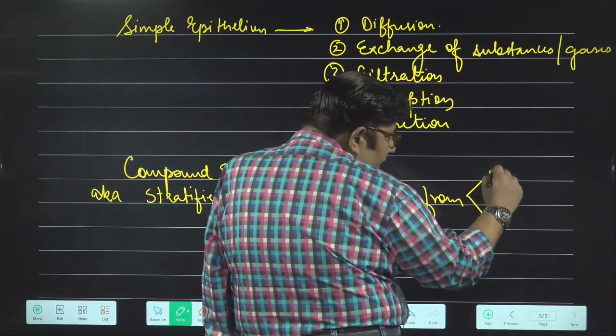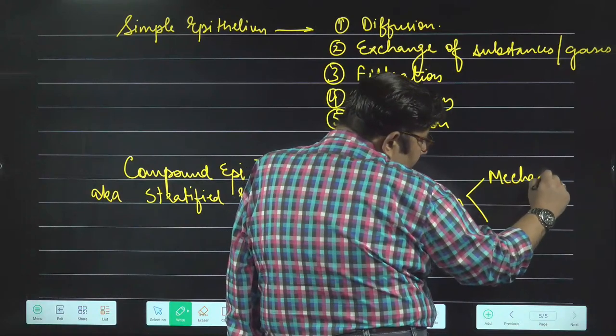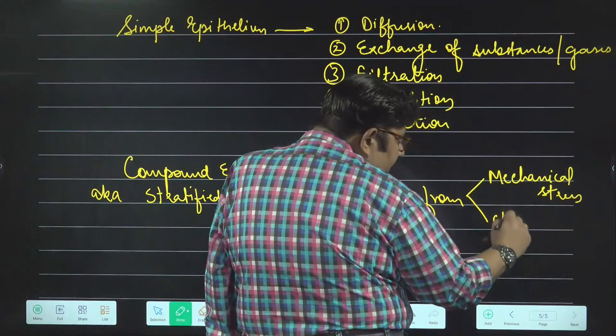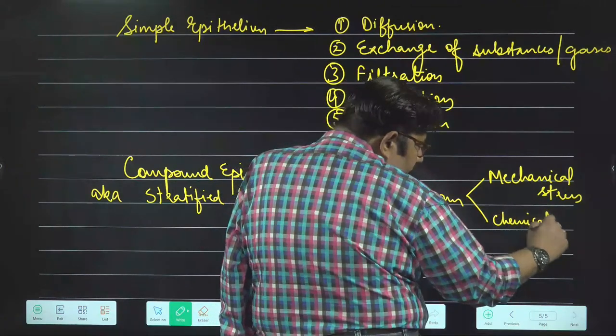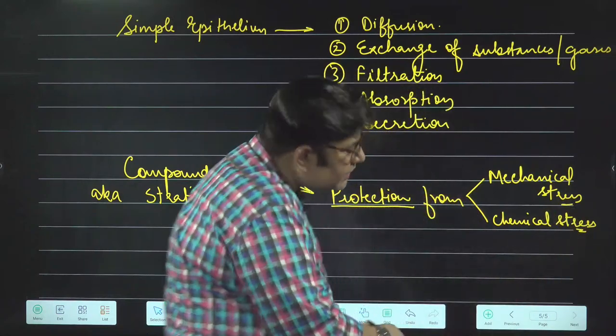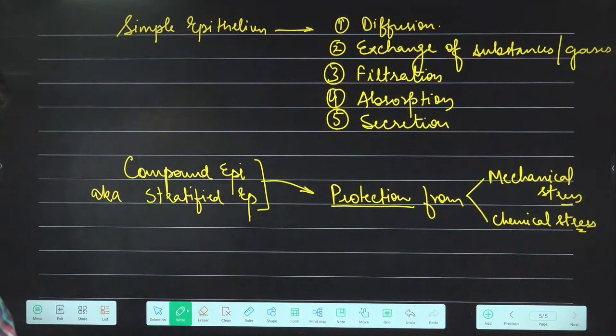There can be a mechanical stress, or there can be a chemical attack or chemical stress. The word is stress, mechanical stress and chemical stress. From these two, there is a protection of the body tissue, protection of the underlying connective tissue. I hope you understand, okay? So the functions of both of them are completely different.